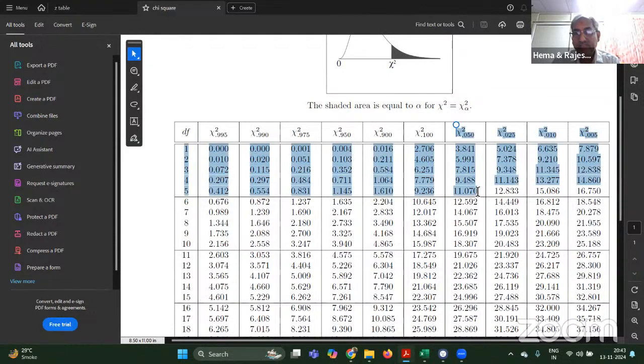So look at the degree of freedom here and look at the values under 0.05. This is a borderline. On this side, it is significant. This side is not significant. So I hope you will be able to apply the chi-square test and find out whether it's significant or not. Any question on this? Then we'll be going for the Z table.